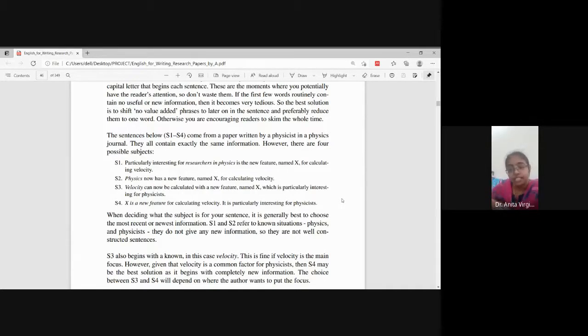Now, physics now has a new feature named X for calculating velocity. Next, velocity can now be calculated with a new feature named X, which is particularly interesting for physicists. X is a new feature for calculating velocity. It's particularly interesting for physicists. Is there any mistake in any of the sentences? Any grammatical error, or maybe you feel like this sentence is not good? Is there any problem?